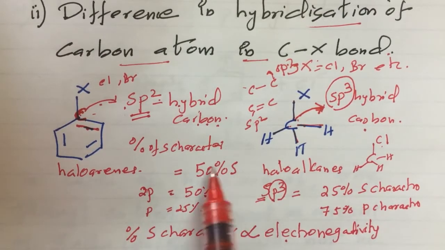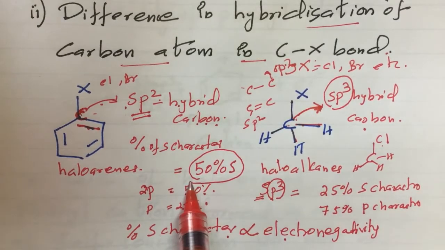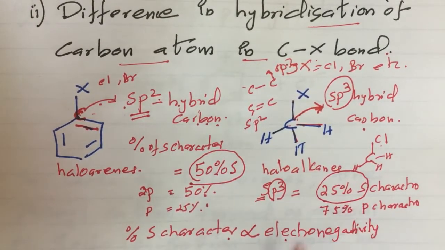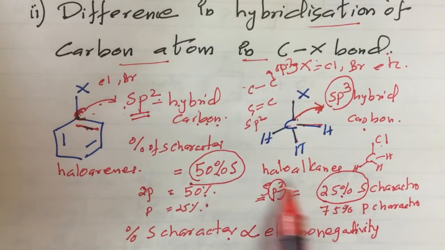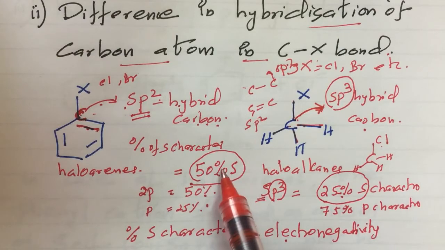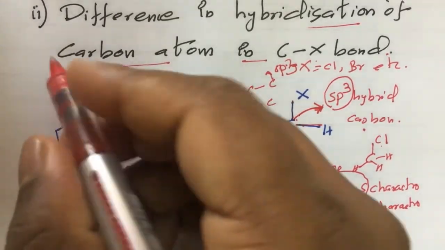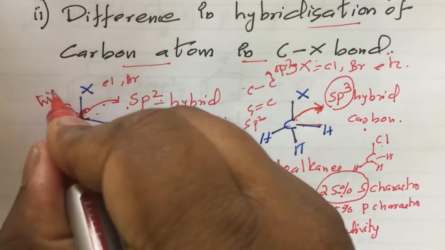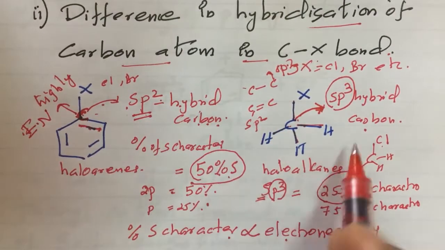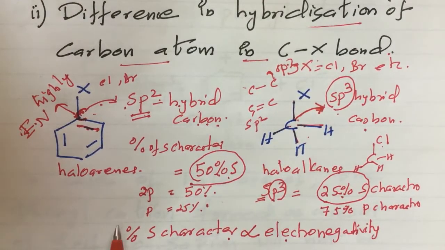Let's check the S character. In sp2, S character is 50 percentage. In sp3, S character is 25 percentage. So from this value, it's clear. In this case, S character percentage is more. So this carbon is highly electronegative compared to carbon in the alkyl halide.